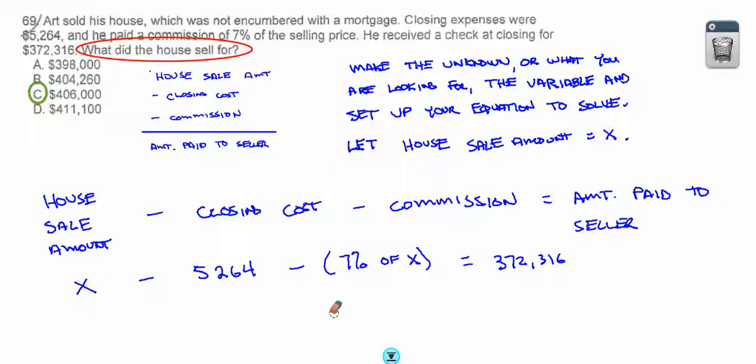Well, if you look at it, the house sales amount minus the closing costs minus the commission is going to equal the amount paid to seller. So you take the sales amount, subtract out all your expenses, and whatever's left, that's what you get the check for. All right. Make the unknown, and I want to call your attention to this.